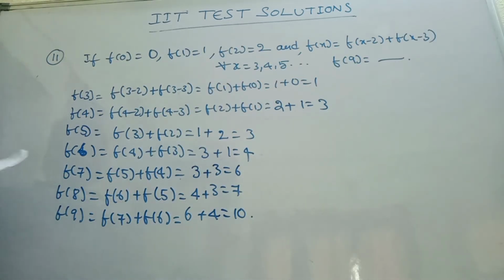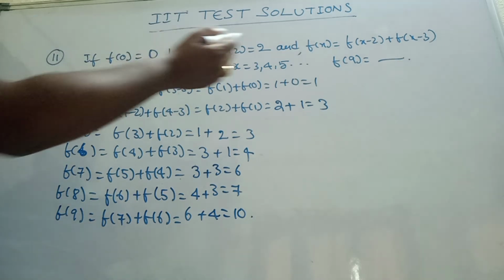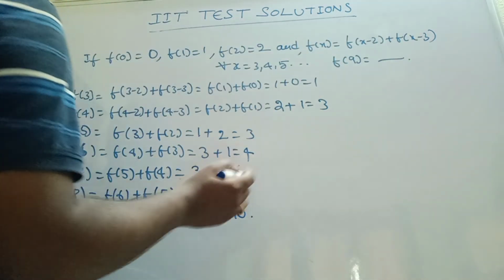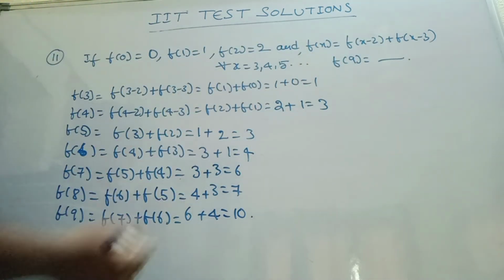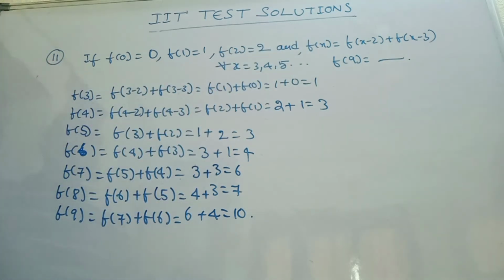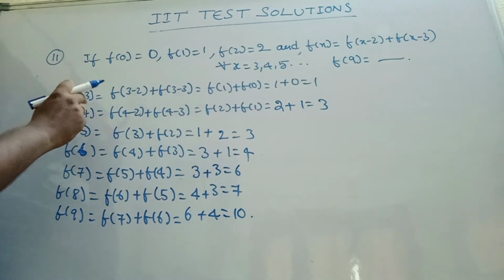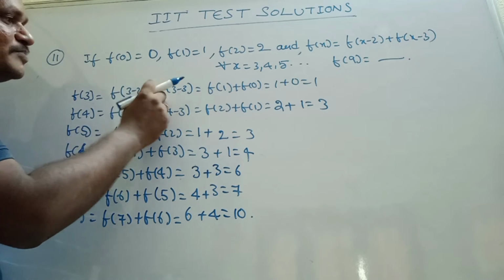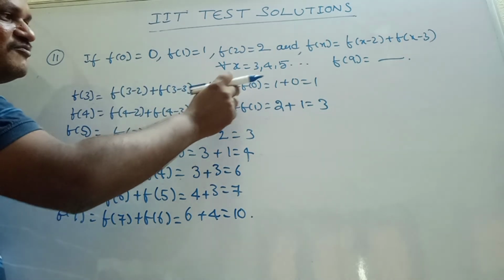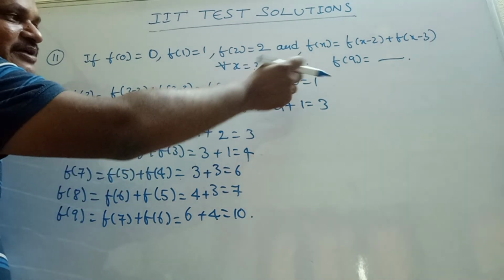Now regarding the 11th problem, it is given that f(0) equal to 0, f(1) is equal to 1, f(2) equal to 2, and f(x) equal to f(x minus 2) plus f(x minus 3) for all x belongs to 3, 4, 5, etc. Find the f(9) value, that is what they given. Now let us find f(3). f(3) equal to f(3 minus 2) plus f(3 minus 3). That is f(1) plus f(0). That means 1 plus 0, 1.